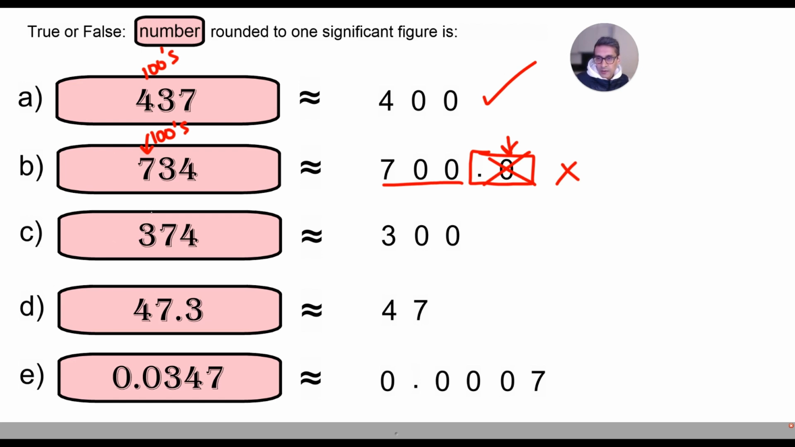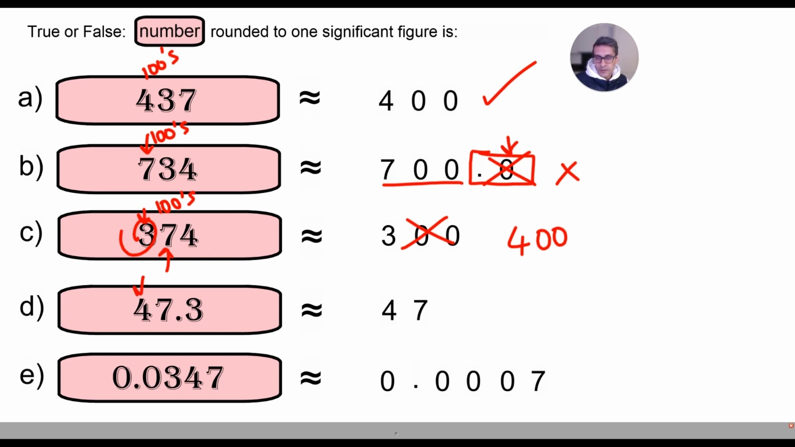374, now the first significant figure is also in the hundreds, so we're going to round to the nearest 100. Now 374 is closer to 400 rather than 300, so this is false. That's because the decider is 7, so that means that this 3 has to become a 4, and then don't forget the zeros after that.